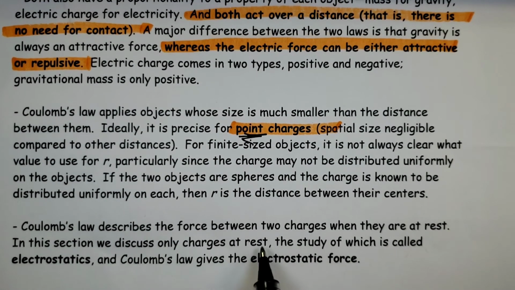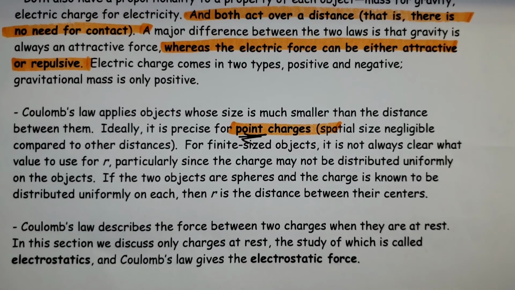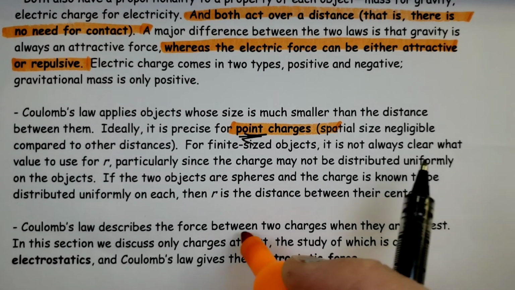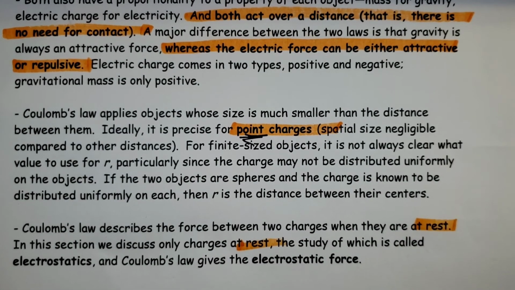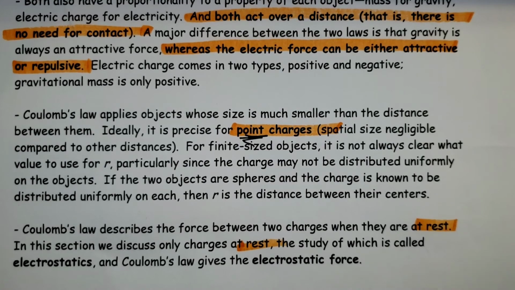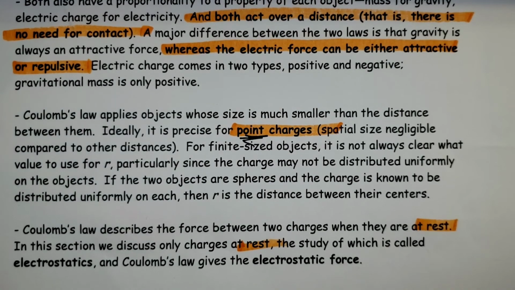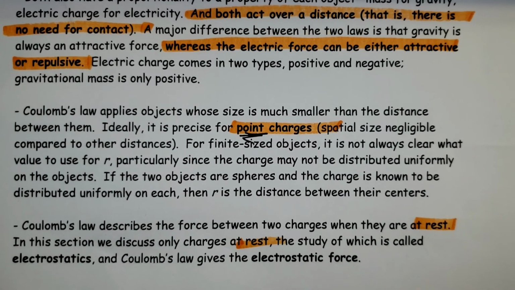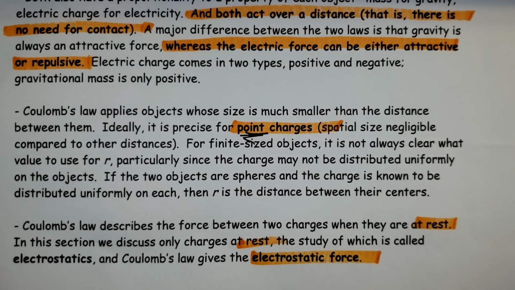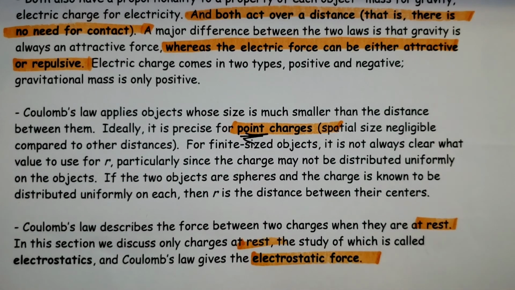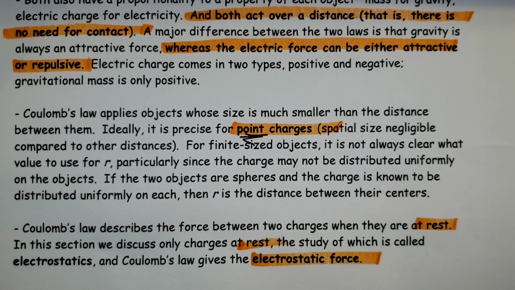Coulomb's law describes the force between two charges when they are at rest. That's an interesting thing to note too. In this section, we discuss charges at rest. So if they're a certain distance apart, what's the force at that moment? Of course they'll attract or repel each other. This study is referred to as electrostatics, and Coulomb's law gives the electrostatic force. Okay, I think we'll stop the video there and we'll come back with part 2.